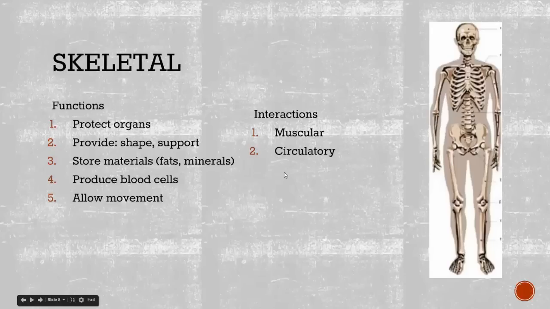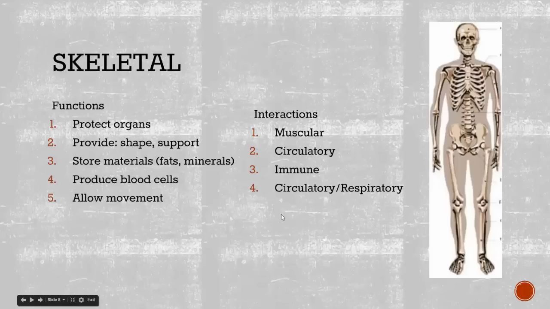Right? So we get new blood cells from the circulatory system. Or for the circulatory system, I apologize. It even produces the white blood cells needed by the immune system.